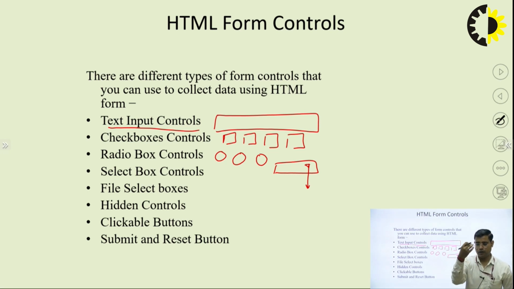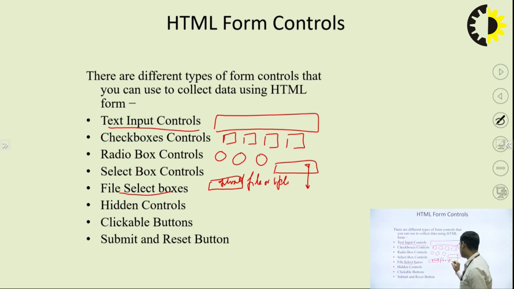From those many options, you can select a particular option. For the file select box, suppose you want to upload a file on your web page, then you can use the file select box, like upload file or upload image. I will show you later on how these select boxes work.